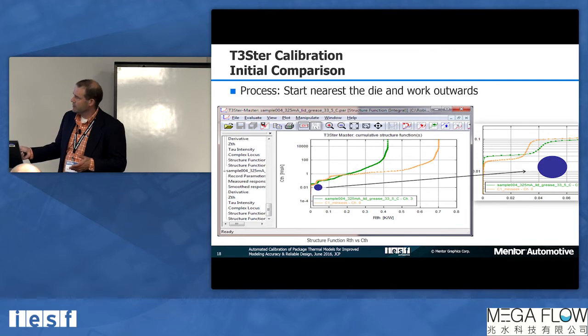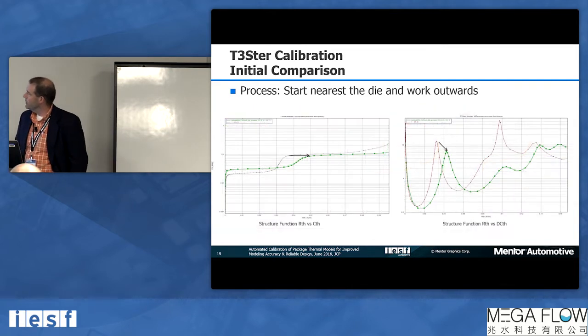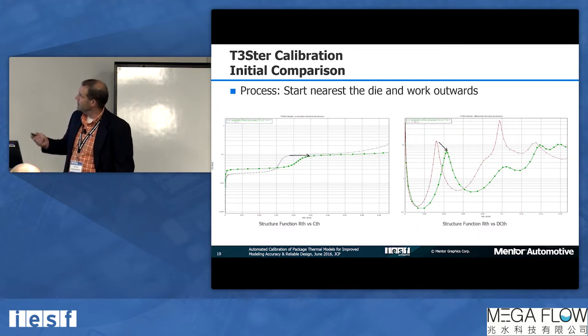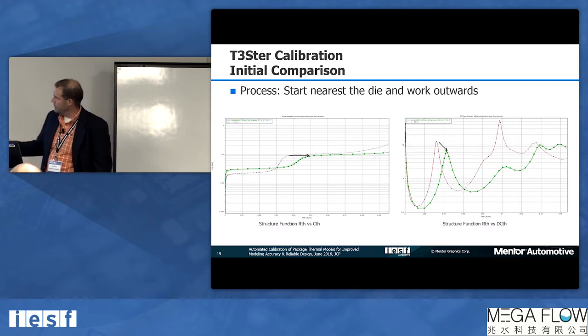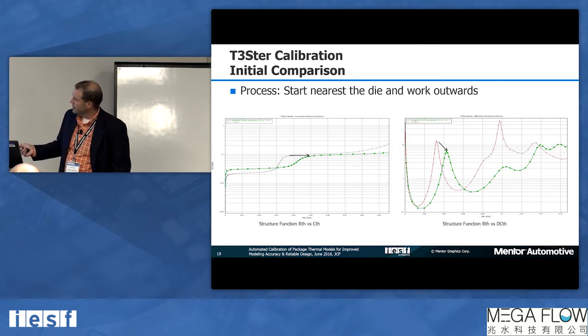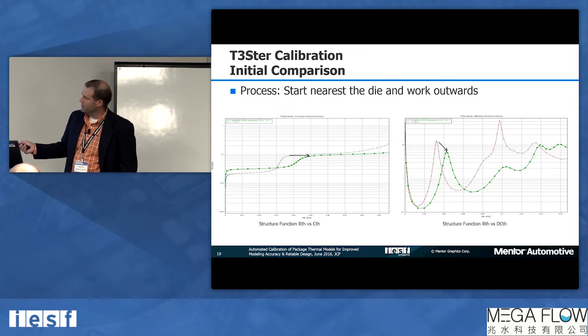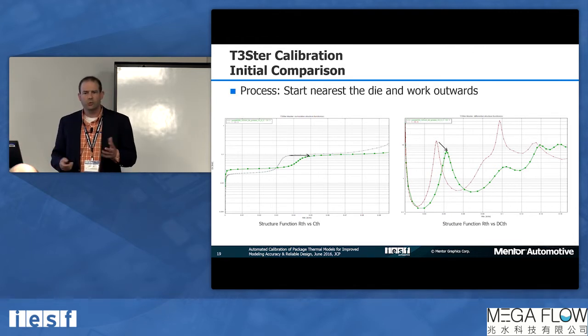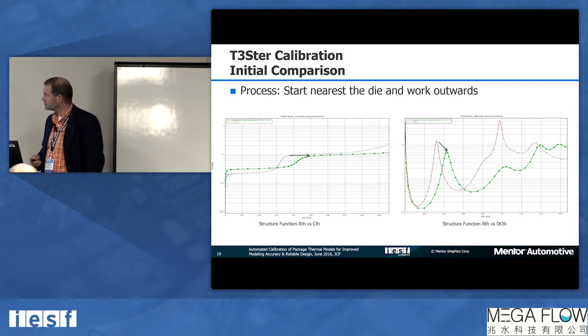What we like to do is start matching at the beginning and work our way out. So we start at the nearest die and work our way out. We want to get this more in line with what we see here. This is the structure function, in a zoom-in of it. This is the derivative of the structure function. So wherever there are minimas or maximas in the slopes, we'll see peaks over here. So it's just another tool to help aid in understanding the structure function.